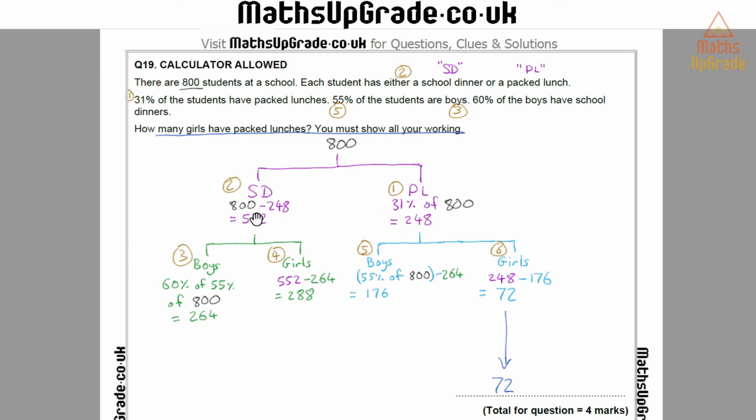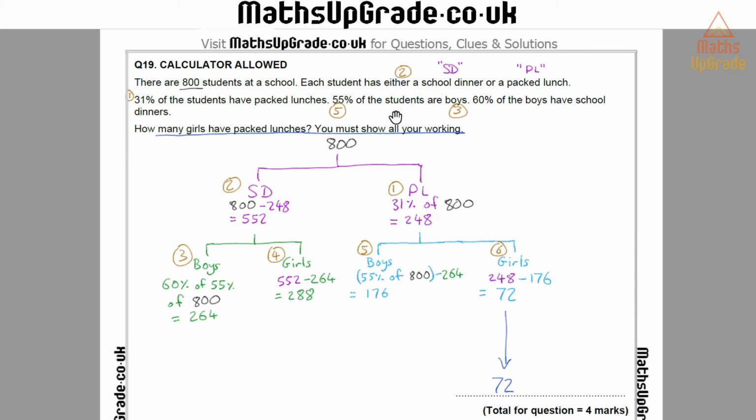Then I can find the number of students who have school dinners. Since they either have packed lunches or school dinners, there's 800 in total and 248 of them have packed lunches. I can just subtract these two numbers. That gives me 552. The next thing I'm going to do is find the number of boys that have school dinners. So step number 3 here.